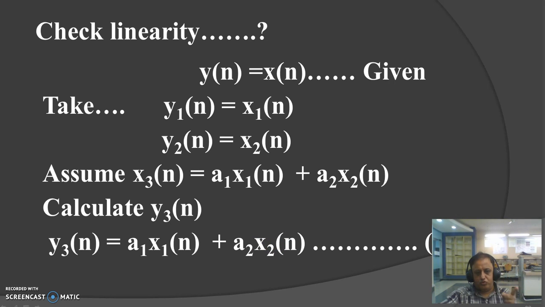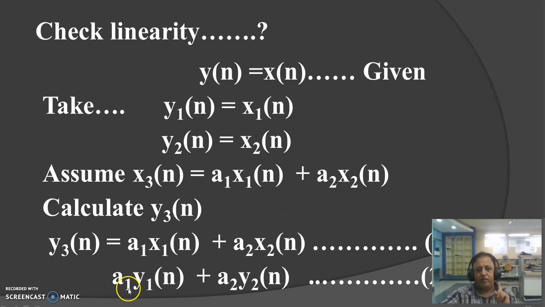And step number 2, what you have to do is calculate the value of a1 y1[n] plus a2 y2[n]. Only if 1 and 2 are equal do we say that the system is a linear system. So in this case, yes, y1[n] is x1[n], y2[n] is x2[n]. This and this appear similar, so therefore it is a linear system.